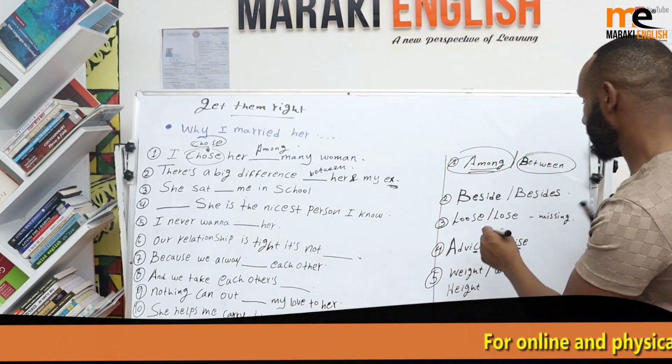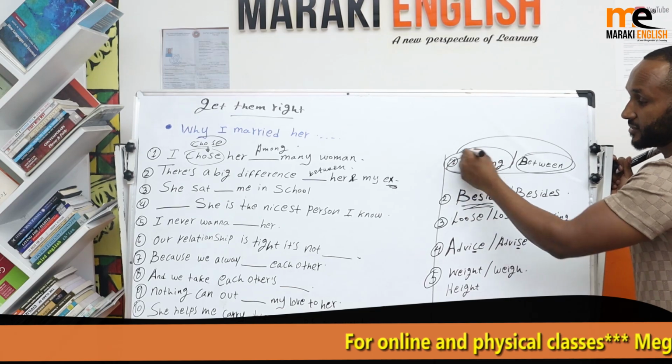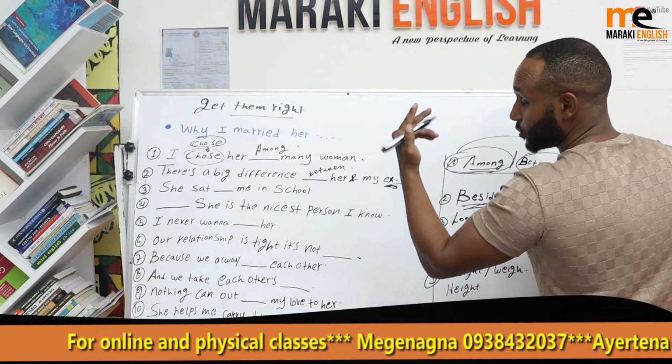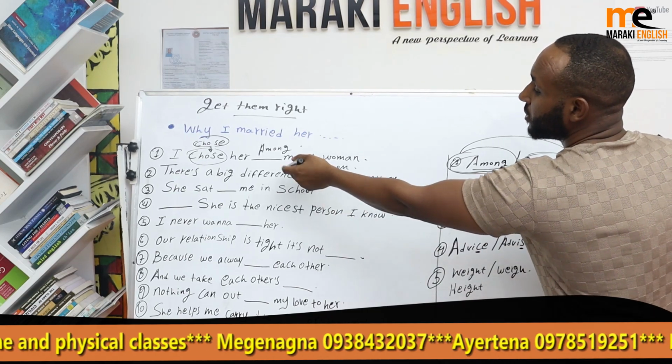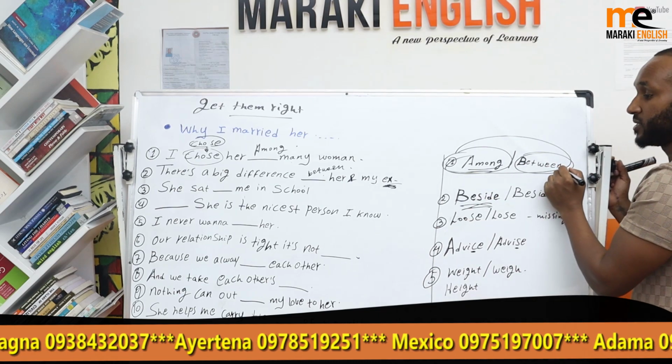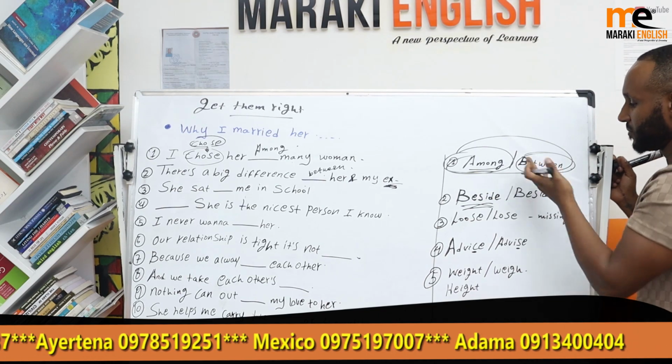You know what? We have two words here. So the first one is this, between and among. Here I'm comparing her and my ex, so two people. I used between. Here I was comparing her with a lot of women, so I have among. So the first one is this, okay? Never get it wrong.